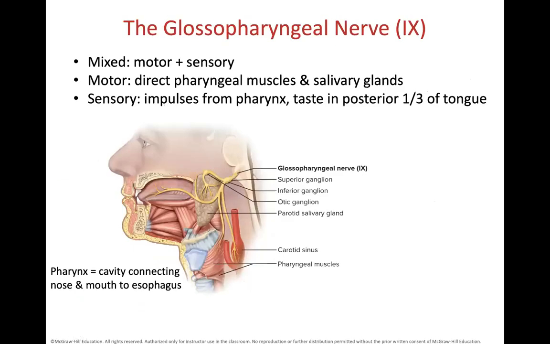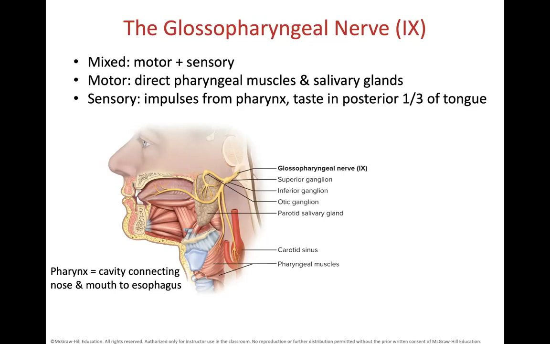All right, number 9, we're getting there. The glossopharyngeal nerve, another long one. This is motor and sensory. So glosso typically refers to tongue, pharyngeal, the pharynx, which I don't think I've really defined before. It's the area that connects the nose and mouth to your esophagus. Your esophagus is what takes food down to your stomach. So it's involved in eating, essentially.